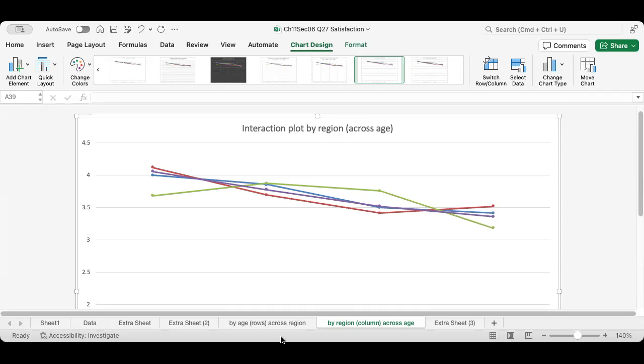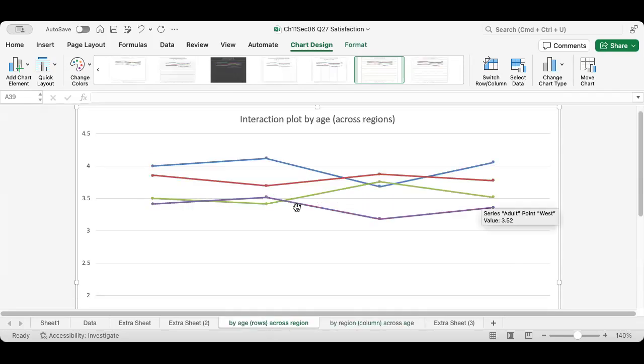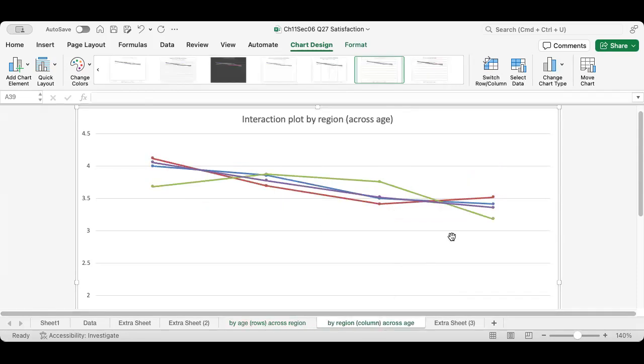Youth and senior are almost in lockstep, regardless of region, but there's a little bit of crossover here. And I see that crossover better when I look by region than the other way. Questions?